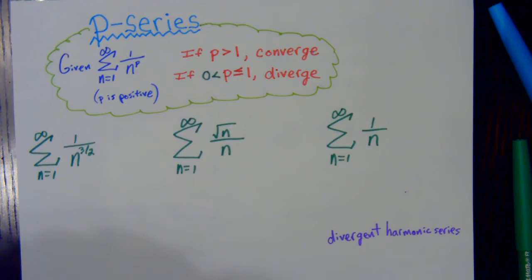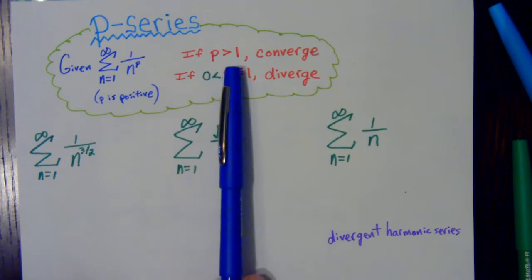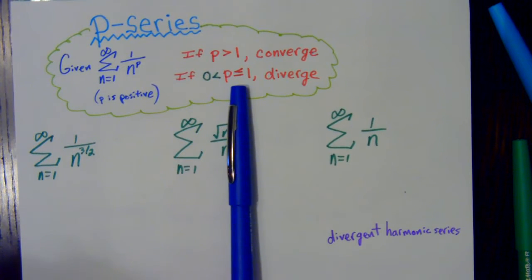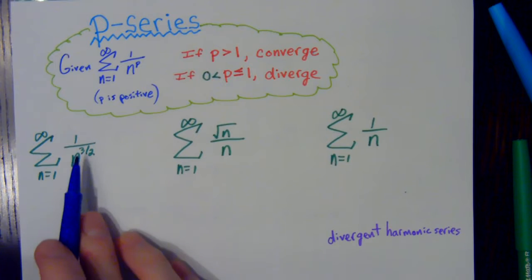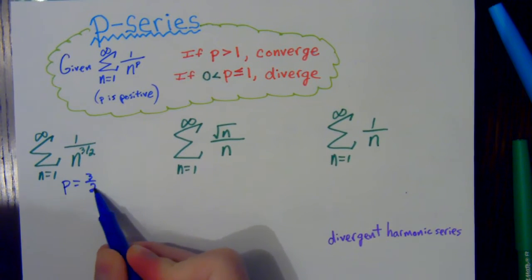P series is the quickest, easiest test that we're going to learn here. If you have 1 over n raised to a number, where that number is a positive number, if it's bigger than 1, it's going to converge. If it's less than or equal to 1, it's going to diverge. So if you have 1 over n raised to a number, that's a P series where that P is equal to 3/2. So I'll just jot that down.